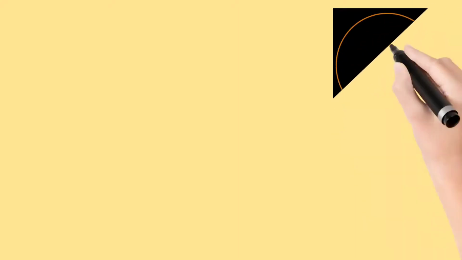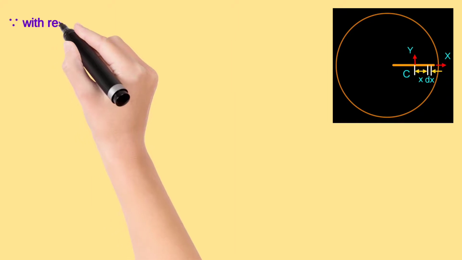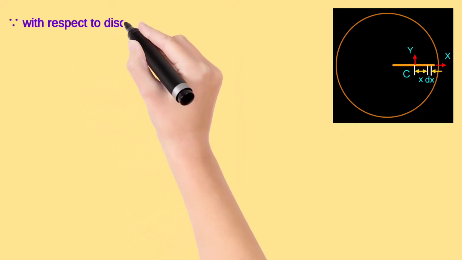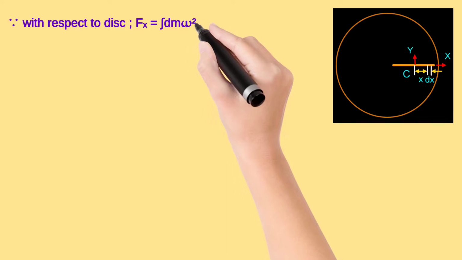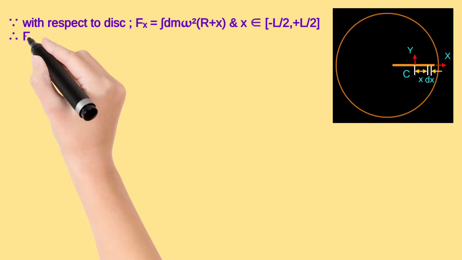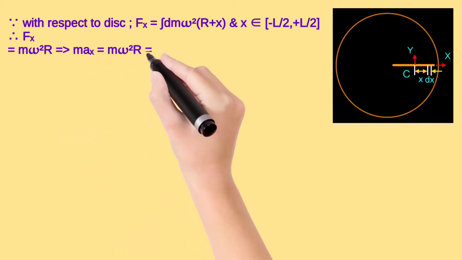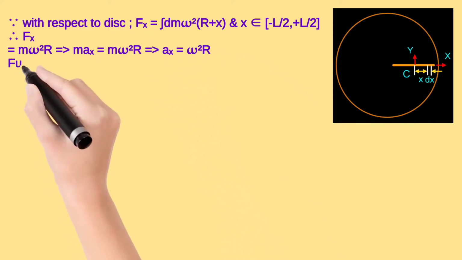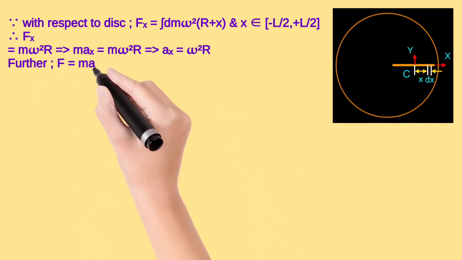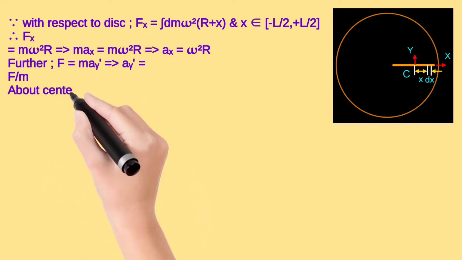Here, to consider without friction, I take a length element dx of thickness dx at distance x from the center. Along the length of the rod we take the x axis, and the perpendicular bisector is along the y axis. With respect to the disc, Fx is the integration of centrifugal force on the element, that is dm omega square (r plus x). For x lying between minus L by 2 to plus L by 2, on integrating we get Fx equal to m omega square r, which equals mass times acceleration along the x axis, and hence the acceleration along the x axis is omega square r.